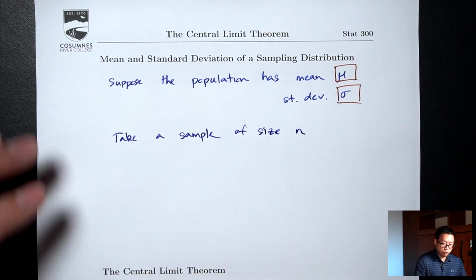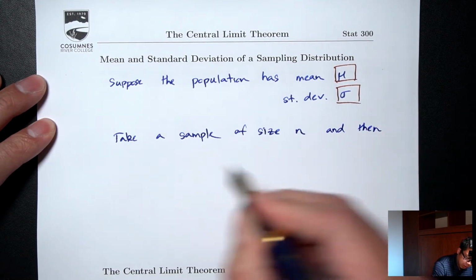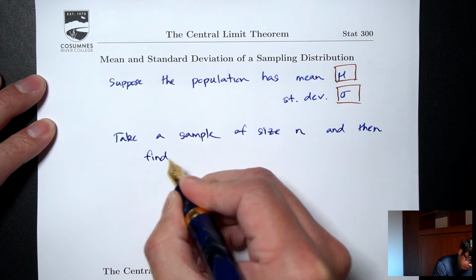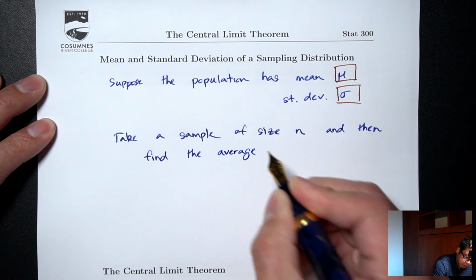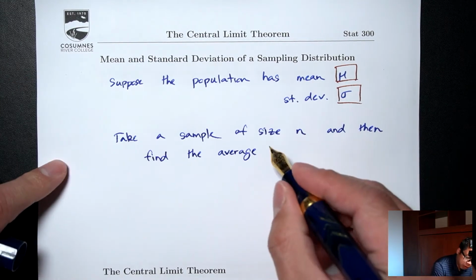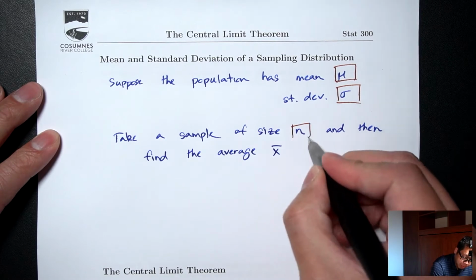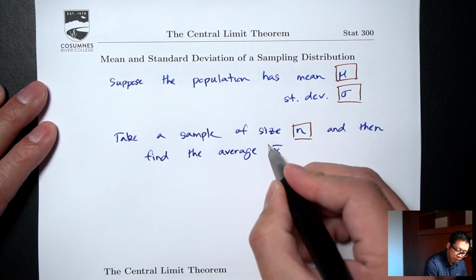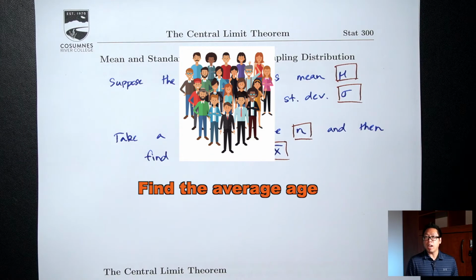And then we find the average. The symbol for an average or a mean that you get from a sample is x bar. So we're going to take a sample of size n and find the average x bar. The example you should have in mind is, say we take a sample of 20 people and find their average age.